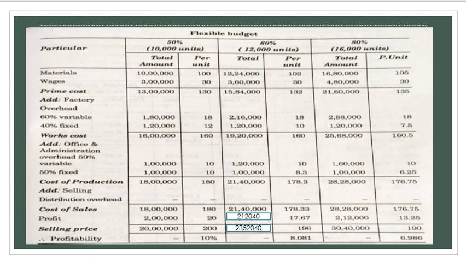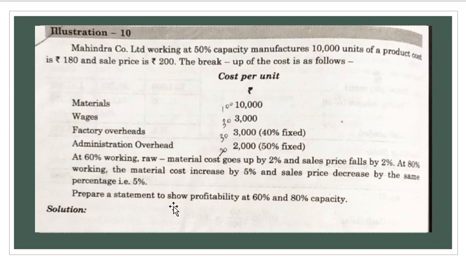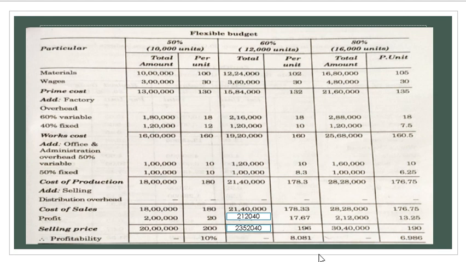In here they have asked us the question: prepare a statement to show profitability at 60% and 80%. We have shown the profit as well as the cost per unit. To show the profitability, we are going to do a cross multiplication here, which is for 20 lakhs, the selling price is 200, which is 100% of the selling price. Then for 20 profit, what will be the percentage? That is what the profitability percentage is here.